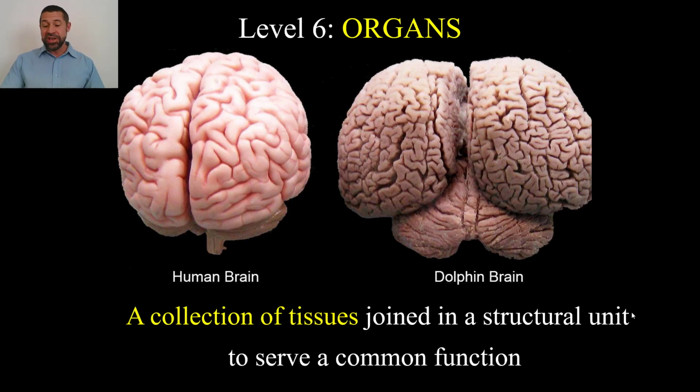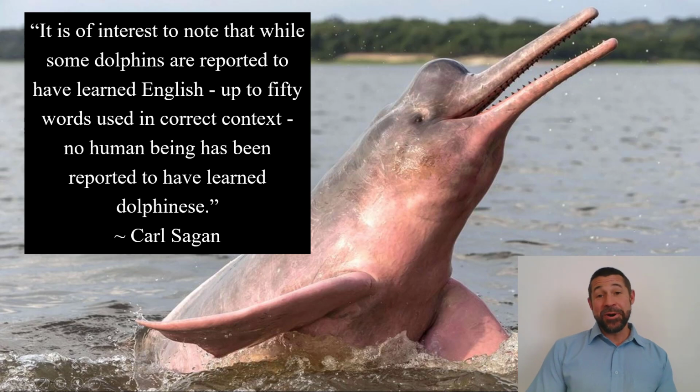After all, as Carl Sagan put it, it's interesting to note that while some dolphins are reported to have learned English, our language, up to 50 words used in correct context, no human being has been reported to have learned Dolphinese. It's kind of an important point. So this is the Boto, the famous Boto. It's the pink river dolphin. It's a freshwater dolphin that lives in the Amazon River.